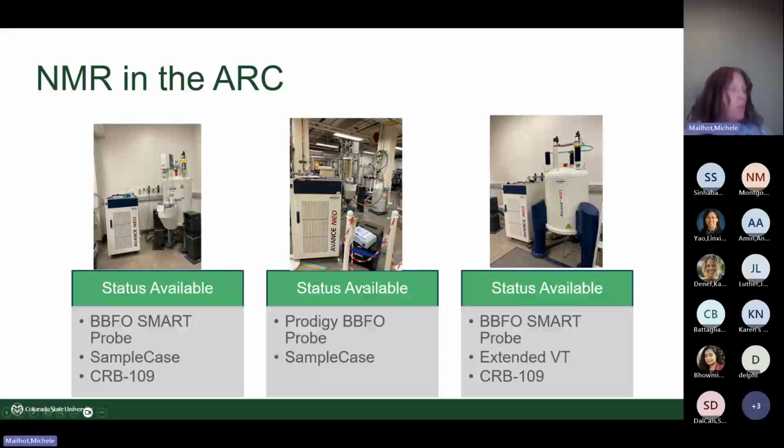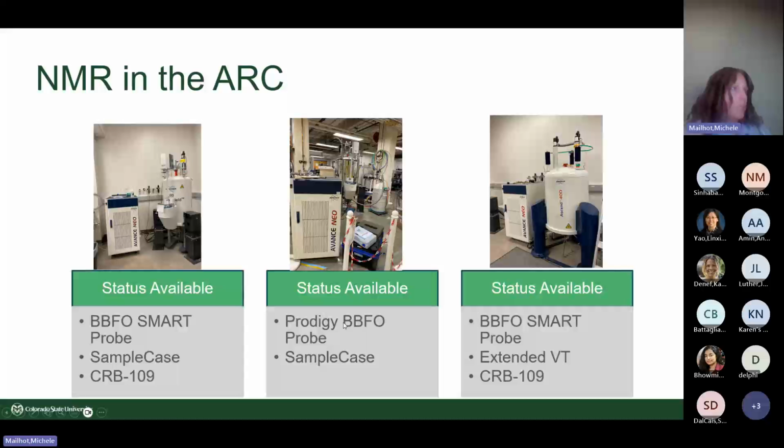So we have 3 Bruker systems currently. 2 of them sit in CAMR. So that's the US 400 and what people call the walk-up or the ASC 400. These systems are almost identical. They have a broad-banded probe. The only difference really between the two is the sample changer.